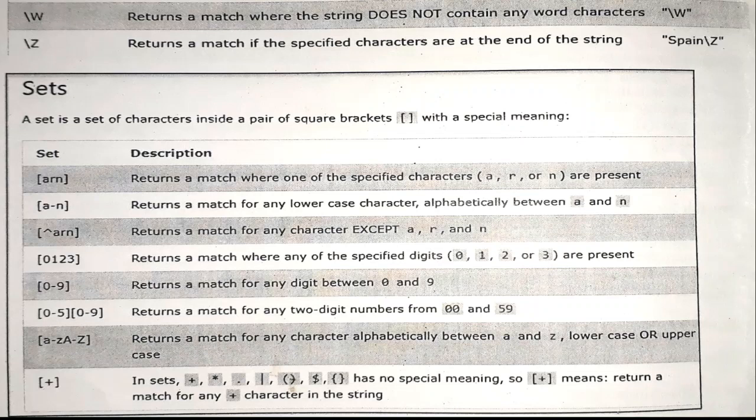The number can be between 00 to 59, because for the first digit, till 5 only it is allowing us. 6, 7, 8, 9 is not allowed. So the number should be between 00 to 59. So if we are providing 60, 70 as a number, it will return a match as false.